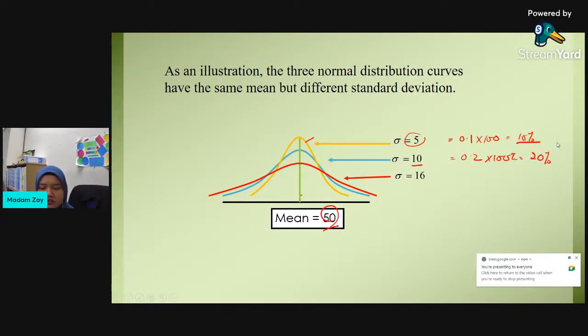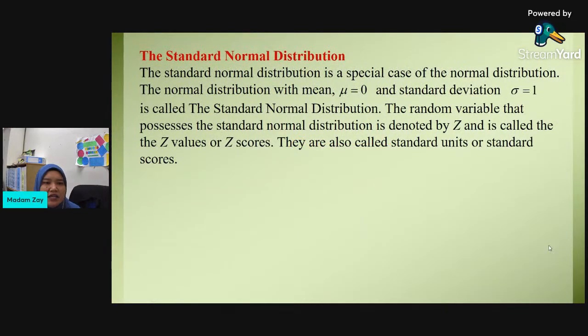Okay, so seterusnya. Okay, the standard normal distribution. The standard normal distribution is a special case of the normal distribution. Kenapa special case? Sebab untuk normal distribution kita akan ada banyak nilai kan. Tapi kita ada special standard normal distribution ni sebab apa? Bila mean dia kosong, sigma dia 1. Mean dia kosong, sigma dia 1.